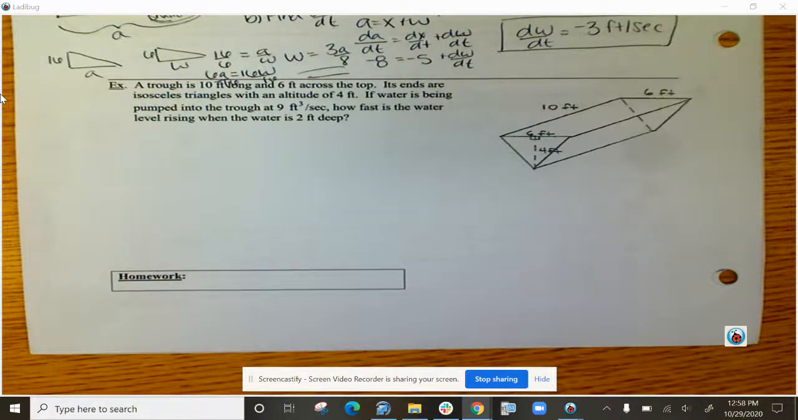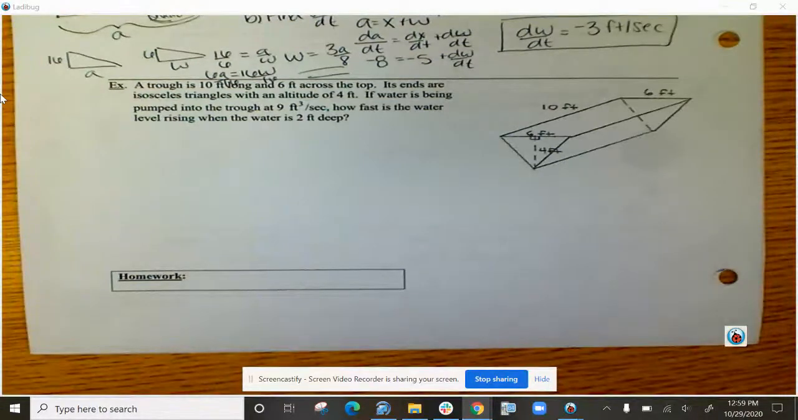All right, this is the last example for our related rates problem. And I'm just going to walk you through this. Hopefully by the end you'll have 3 good examples that will assist you with doing some of the problems to try on your own. This says a trough is 10 feet long and 6 feet across the top.